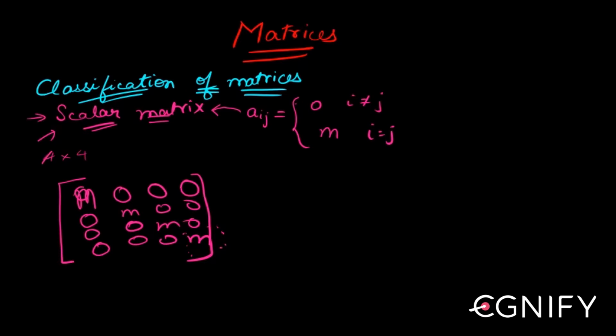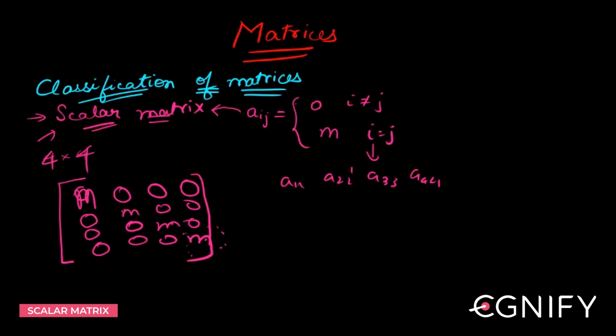First of all, if it is a 4 by 4 matrix, then i can go from 1 to 4, and j also can go from 1 to 4, because it's a 4 by 4 matrix. So it will be m only for A11, A22, A33, A44, because only then will i be equal to j. For those 4, it is m. For everything else, all the other elements are 0. That is what you mean by a scalar matrix. So now the question is, how can I define this in words?